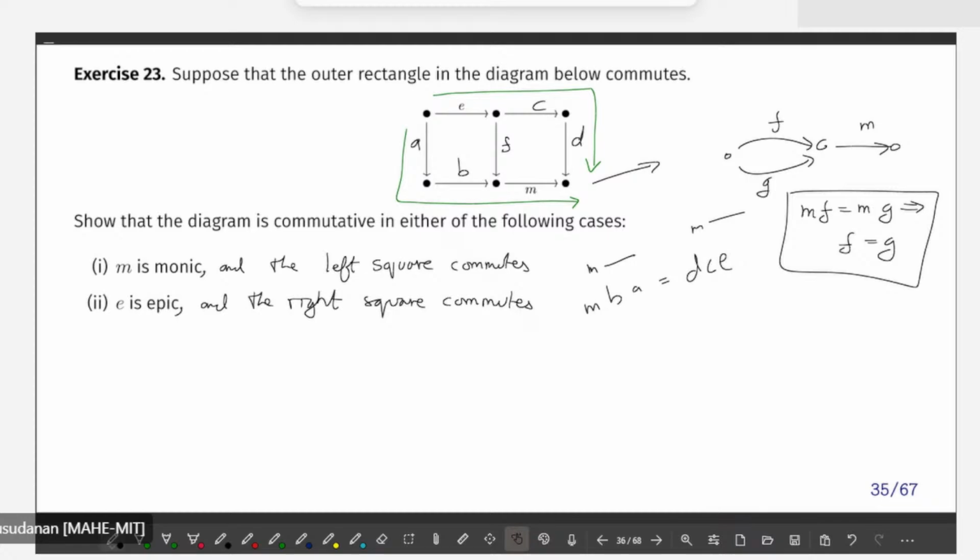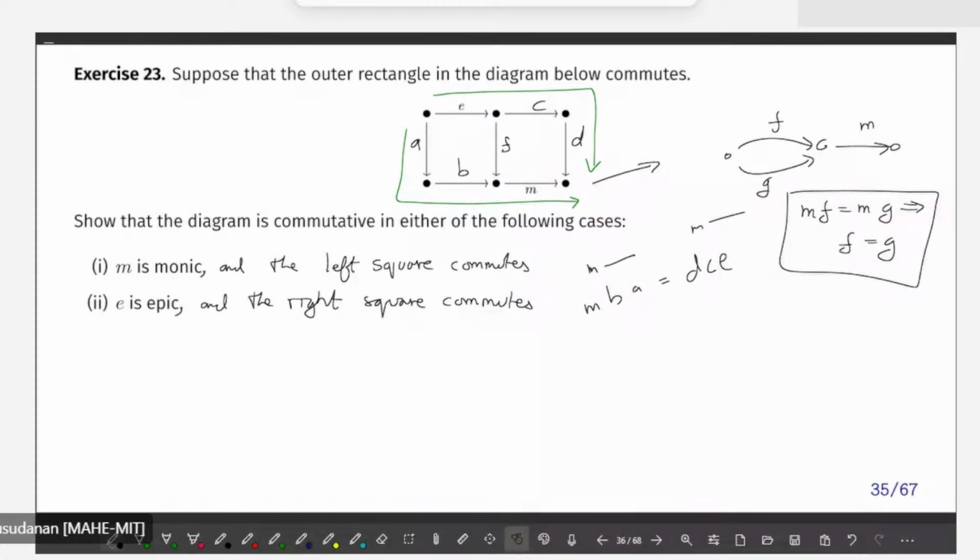In the first case, left square commutes is given. So FE is equal to BE. So you need to show MBA is equal to DCE. No, sorry, that is also given. You need to show right square commutes, right? You need to show that MF is equal to DC. Okay, MF is equal to DC.